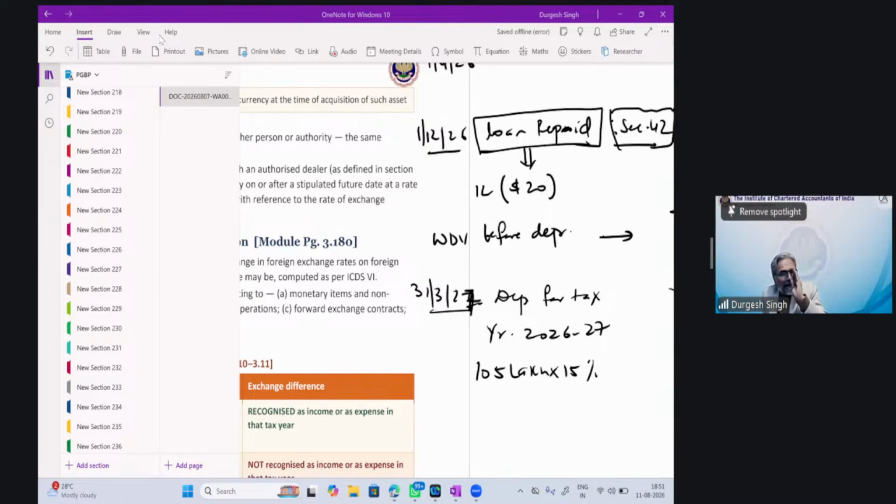So there are two things. When to recognize the exchange rate fluctuation in this case: it is the year in which the payment is made. Always remember section 42: for a foreign asset purchased against which there is a foreign currency exposure, the exchange rate fluctuation will be recognized in the year in which the payment of that particular loan has been made. And how will it be recognized? By capitalization of the amount. Is that clear to you?